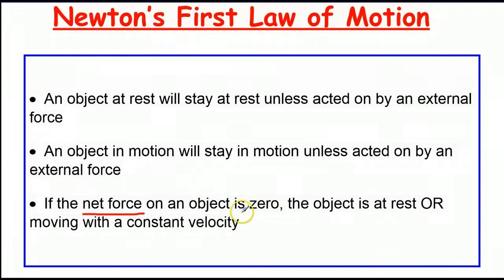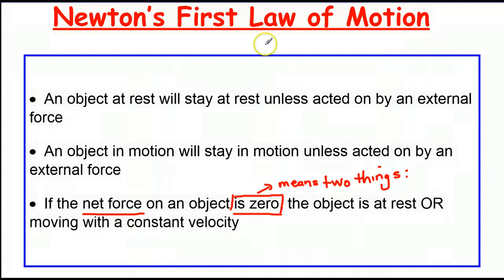If the net force is 0, then it can mean two things. A lot of people think it just means that the object has to be at rest, but it can actually mean two things. And the first thing is that the object is at rest. That's one sort of obvious. If all of our forces on an object are balanced, then it's probably not going to move.